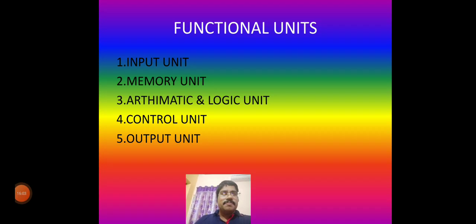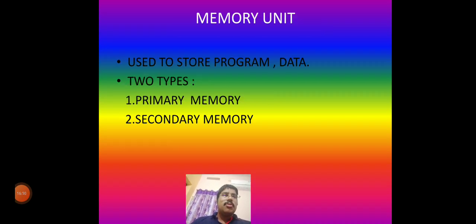Next one is the memory unit. So we'll discuss the memory unit. What is meant by memory? What is the purpose of a memory? Mainly the memory is used for storage. Memory itself is a storage unit. Here it is going to store two types of things. The first one is program and the second one is data. What is meant by program?